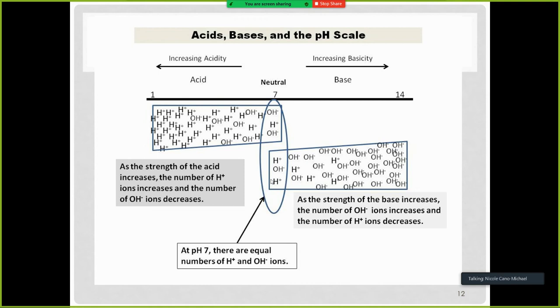No, but I can forward this to you. I mean, this is just a picture. This is just kind of a picture of what it is that we're actually measuring when we're measuring the pH scale.